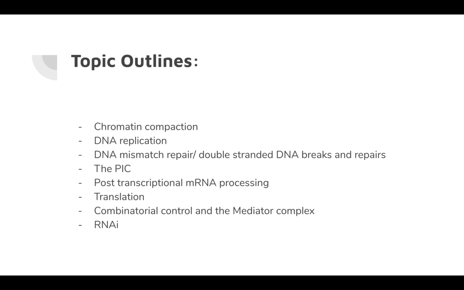Then we'll hop into combinatorial control and the mediator complex. We'll talk about what combinatorial control is meant to do for the cell, how it's supposed to help with RNA polymerase II. We'll discuss what the mediator complex is meant to do, where it sits, what stage we're in the cell, how they tie together, and what they're supposed to do. What is their purpose? And then we'll wrap it up with RNAi, or RNA interference.